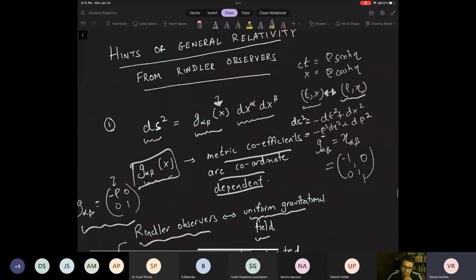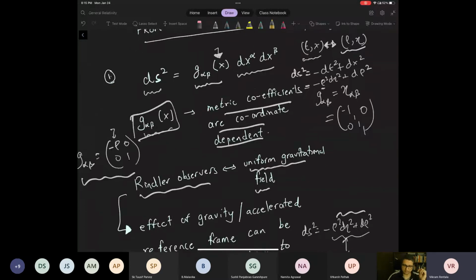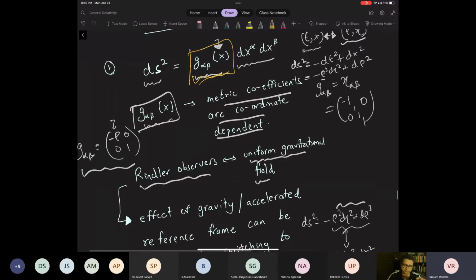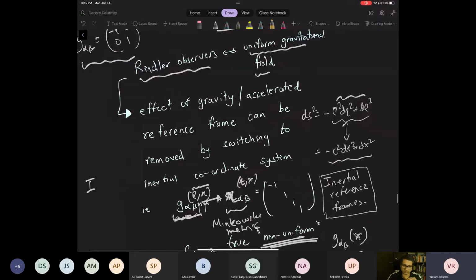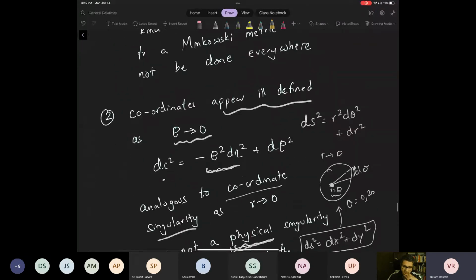Let me just recap the features. One is a metric which is space-time dependent. In a true gravitational field, that is, not a fake gravitational field like that of Rindler observers, you cannot make the metric space-time coordinate independent at every single point in space-time. It's just not possible to do that. That is a signature of a true gravitational field. We'll study more about what this means soon.